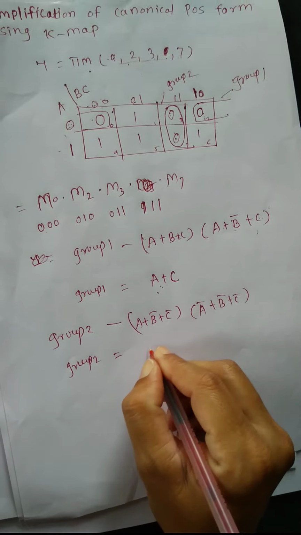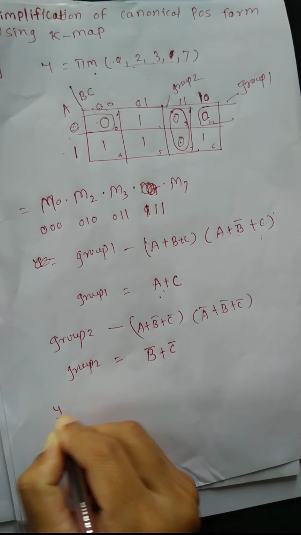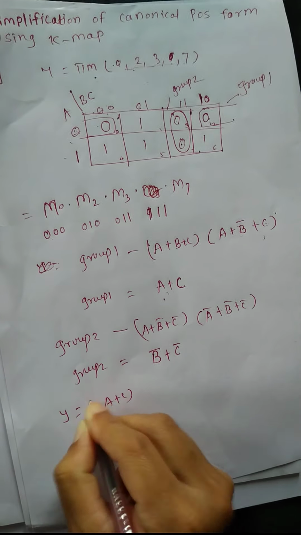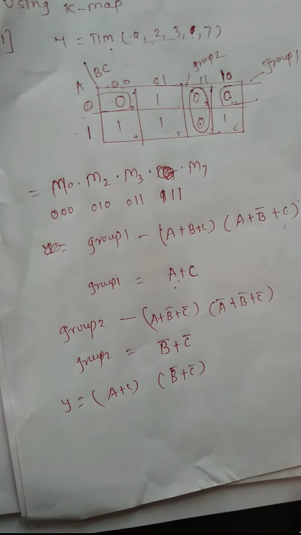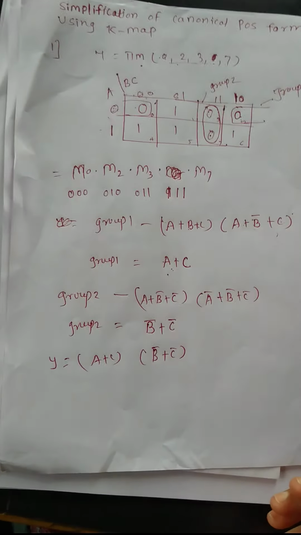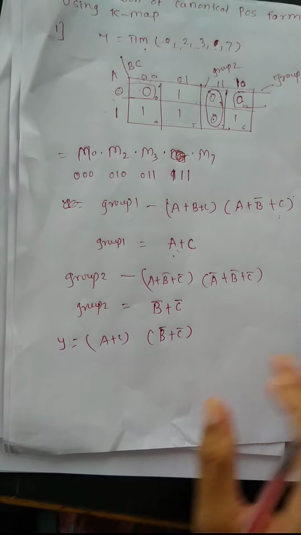Solving those two expressions, you get b bar plus c bar, and the total answer is a plus b bar plus c bar. This is the total answer for this K-map, or for that max term. That answer is in POS form. This is the POS simplification.